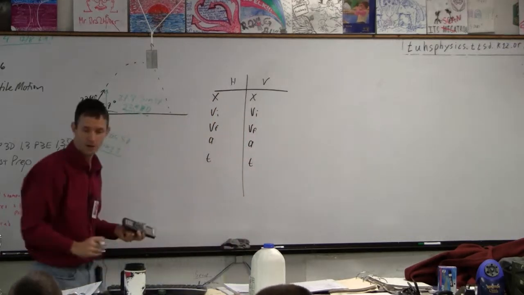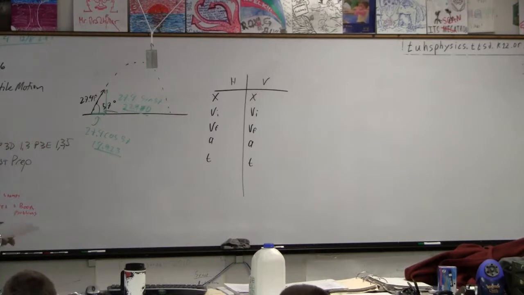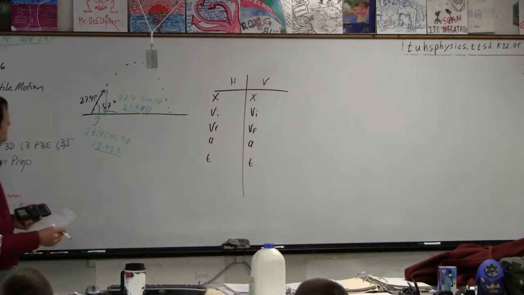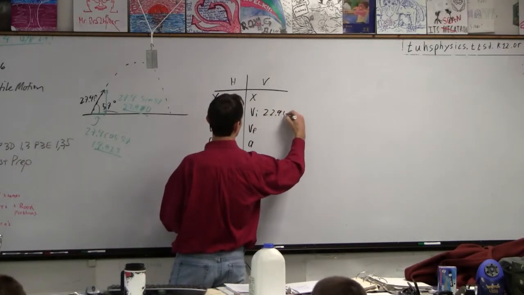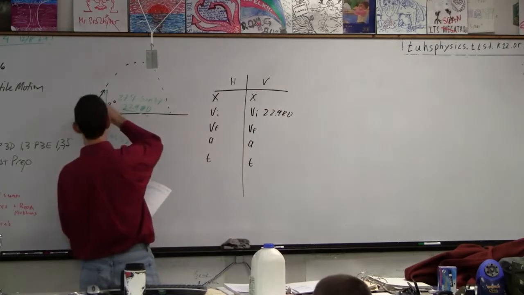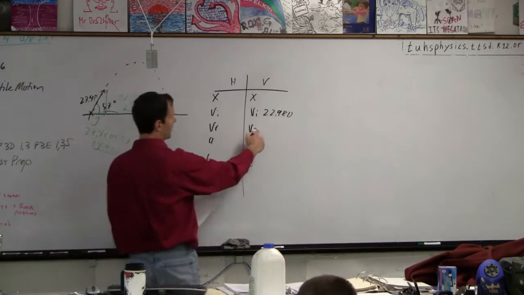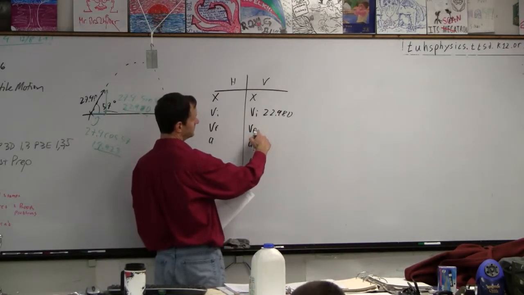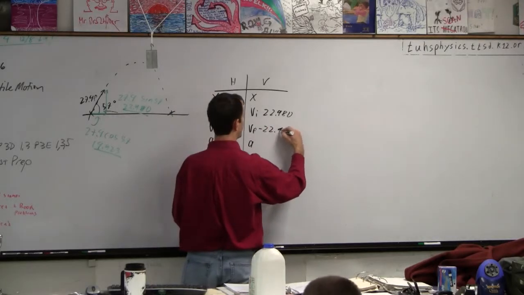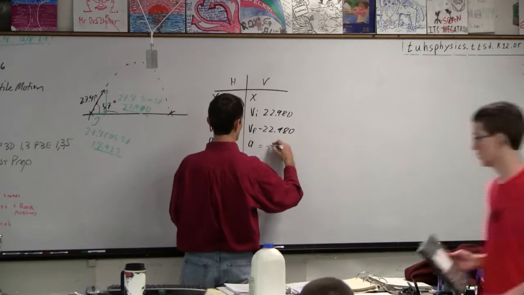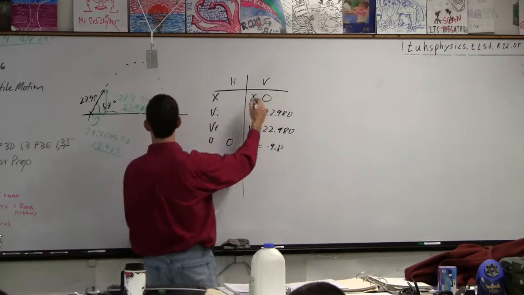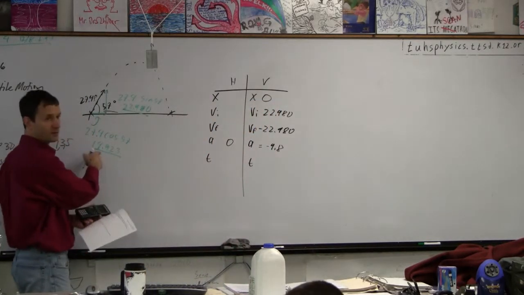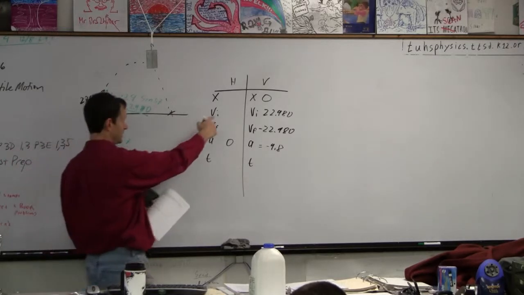Okay, where does stuff go? 22.980 is our vertical initial. And if we're talking about from here to here, what's the final? Negative 22.980. Very good. Minus 9.8. This guy's 0. This is 0. And then where does the 14.923 go? This is these guys, right?